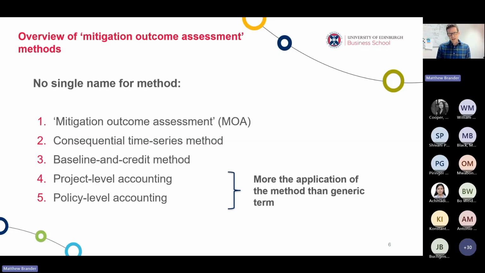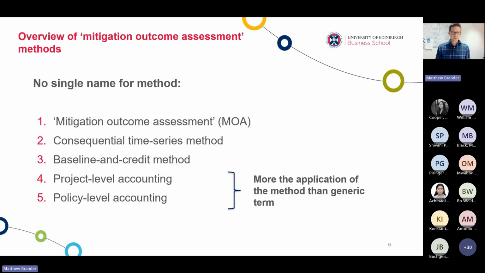And I've largely taken that term from the Paris Climate Agreement, which talks about mitigation outcomes, and this type of method is used for market-based accounting under Article 6 of the Paris Agreement. So that's where the term mitigation outcome assessment comes from. But it's also known by a number of other terms.